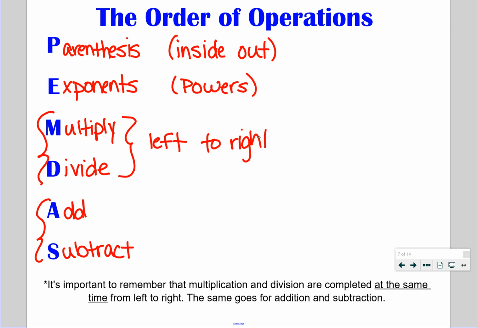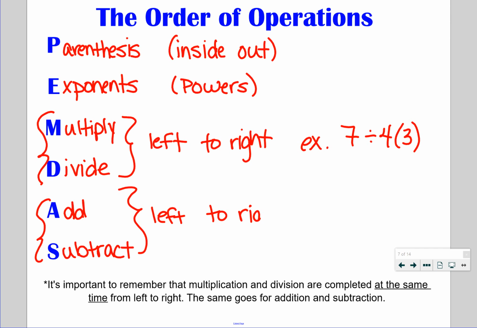So an example of when division might come before multiplication is a problem like this. If I go from left to right, I would first do 7 divided by 4 and then multiply by 3. Some people will look at that problem and forget this fact and do the multiplication first. The same is true with addition and subtraction. So let's do a little practice with this.